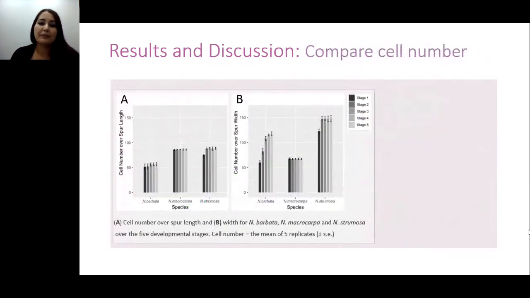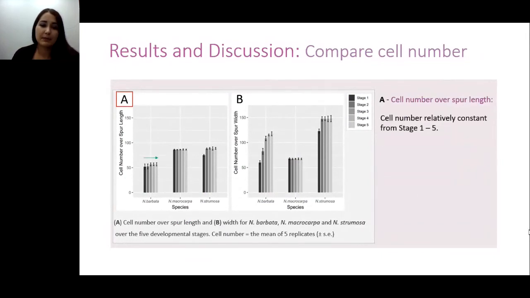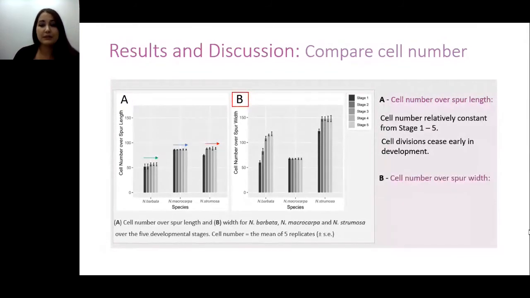Now, when we look at cell number over spur length, you can see that for Nemesia barbata, macrocarpa, and thrombosa, the cell numbers stayed relatively constant from stage 1 to 5, showing us that cell division ceased early in spur development. While when we look at the cell number over spur width, for Nemesia barbata, cell number increased from stage 1 to stage 5.